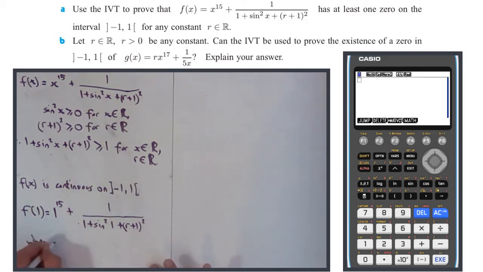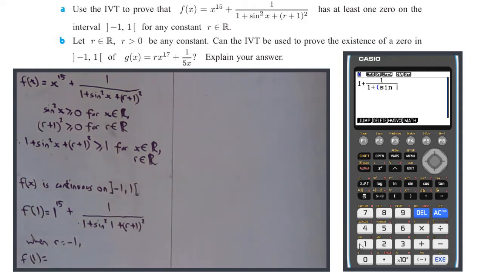So when r equals -1, f of 1 equals, let's just put it in. It's going to be 1 plus 1 over 1 plus sine squared 1, which on a calculator I'd better write as sine 1 and then square it, plus r plus 1 squared, but we said r was -1, so it's actually just that. So that gives us a value of 1.585.